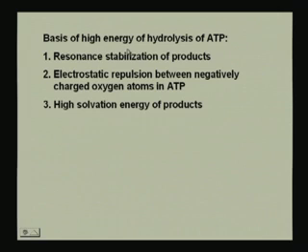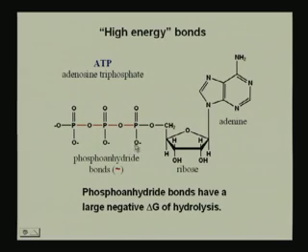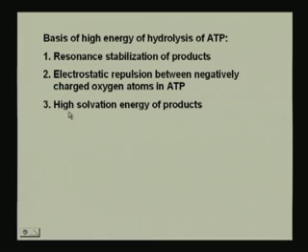Now, the basis of the high energy of hydrolysis of ATP is due to the resonance stabilization of the products that you get. It is also due to the electrostatic repulsion between the negatively charged oxygen atoms in ATP. Where are these negatively charged oxygen atoms? They are here. So, you would not have them one beside the other all the time. So, it would be relatively easier for it to break off to give you ADP plus Pi or AMP plus PPi. And also we have a high solvation energy of the products, which amounts to the high energy of hydrolysis for ATP.